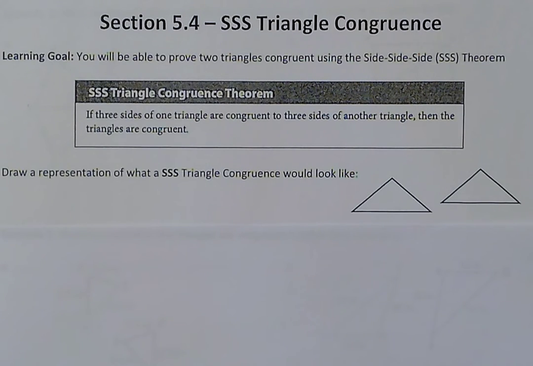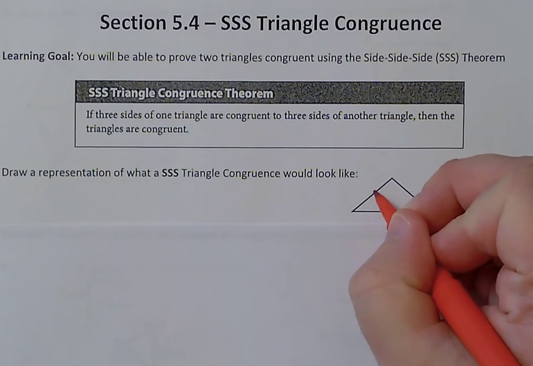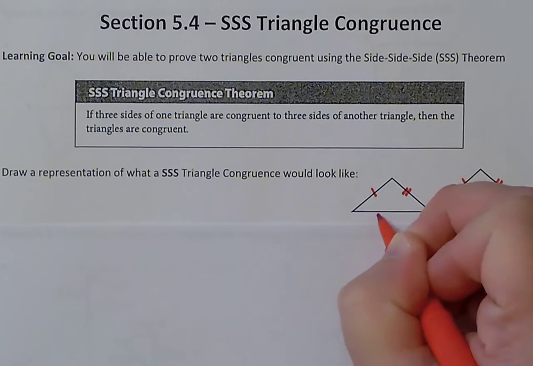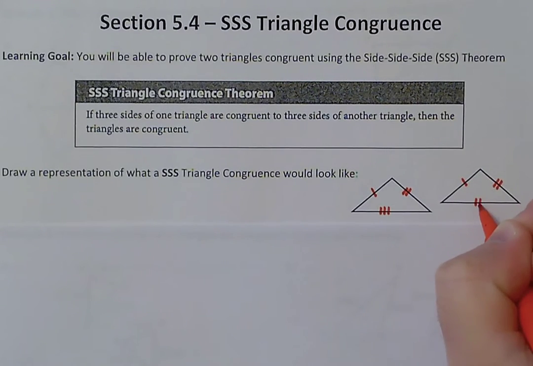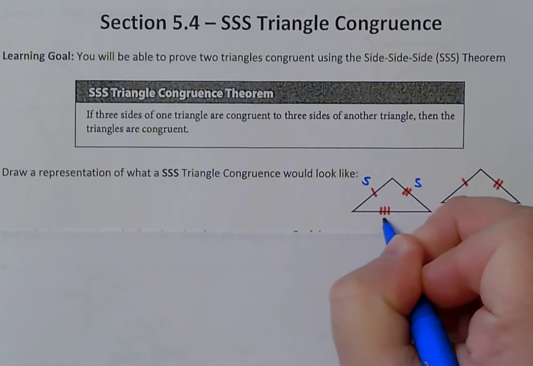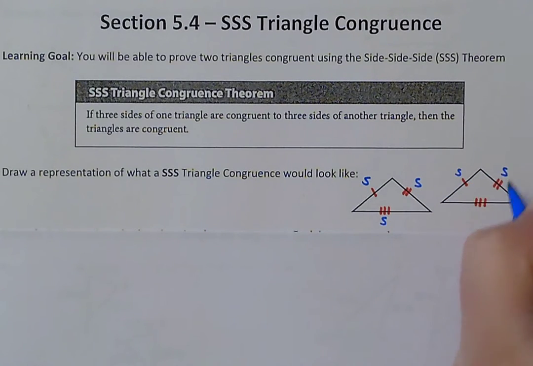Now, to draw a representation of what a side-side-side triangle congruence would look like, you would have all three sets of sides that have a matching corresponding pair. So it would look like this, where I could say all three sides have a corresponding matching pair in the other triangle. So if we were to notate this, we would then have three S's all the way around the triangle. So today's stuff, look at side lengths. Alright, so that is what side-side-side is.